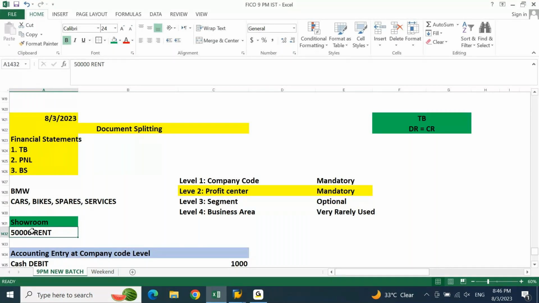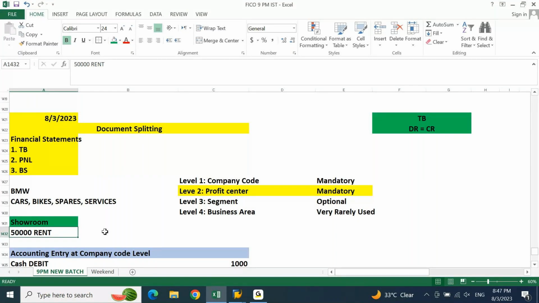Agree? Yes, sir. When I'm making the payment, I am making payment to a single person. But when I'm recording this cost, when I'm charging this 50,000, I want this 50,000 to be charged to 4 departments or to the 4 products: cars, bike, spare and services. Now there may be entries like this.